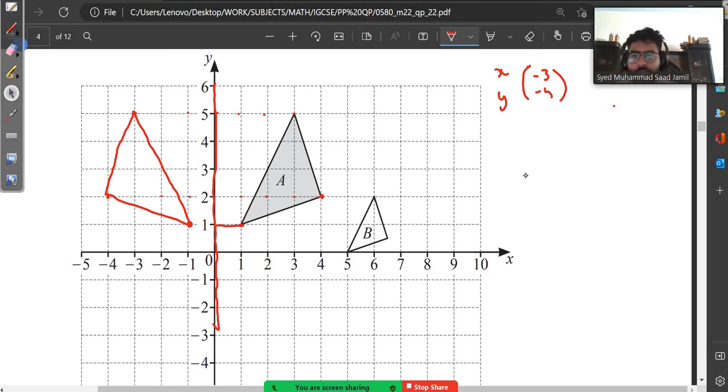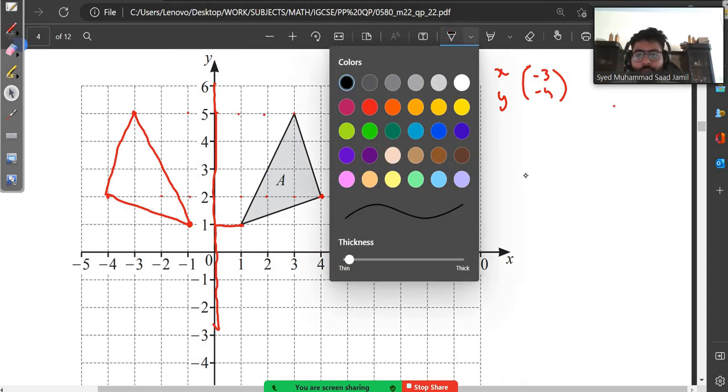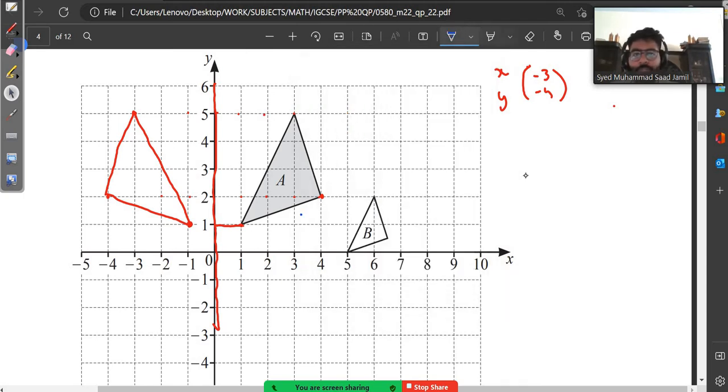So this coordinate will go 3 places back. Let me use a different color. Let's use blue. It will go 3 places back, and let's not erase it. 3 places back. 1, 2, 3, and 4 places down because the change in y is -4. So 1, 2, 3, 4.